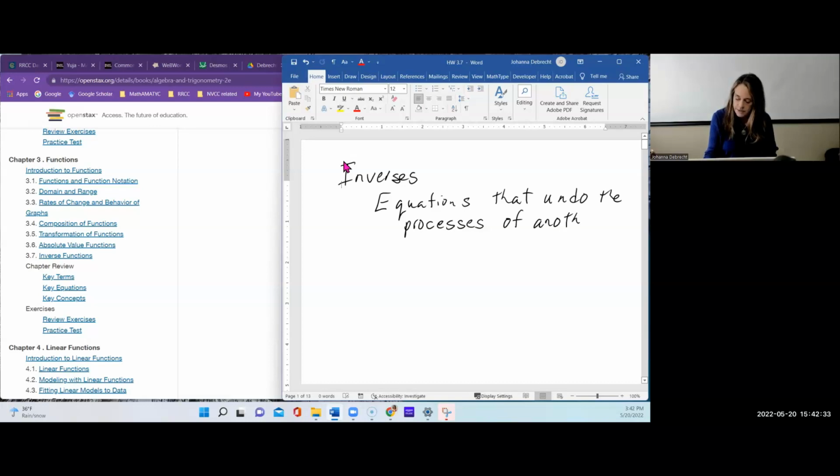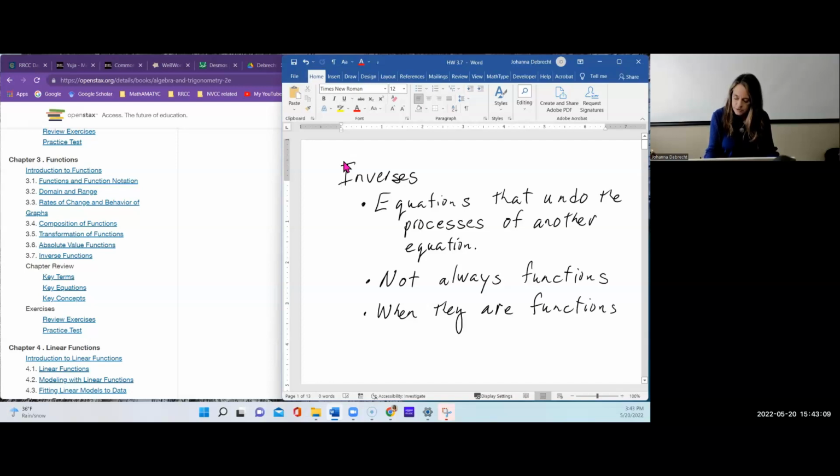They're not always functions. When they are functions, we call them inverse functions. When we call them inverse functions, we have notation that goes with it. When they are functions, we use this special notation. Let's talk about what that notation is.